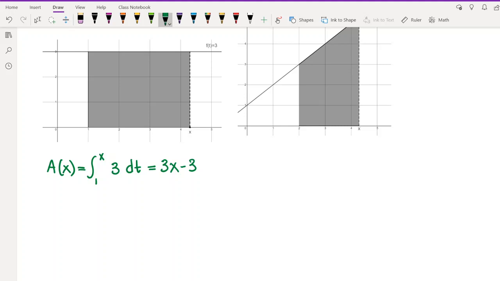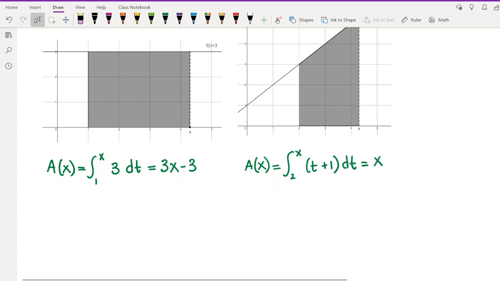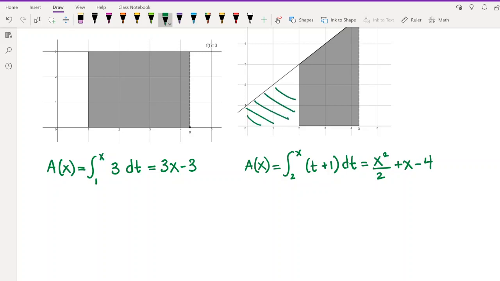And then this one was a little bit more complicated for the geometry, but once you did all the simplification, you should have found that the integral from 2 to x of t plus 1 dt was equal to x squared over 2 plus x minus 4. And again, where does that come from? It comes from the fact that this extra piece that you're not including, if you count it up, has an area of 4. But you could have figured it out, without making that observation, just by looking at the geometry.